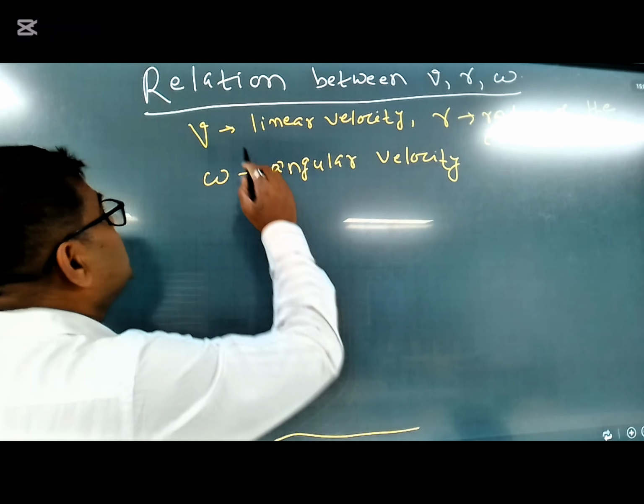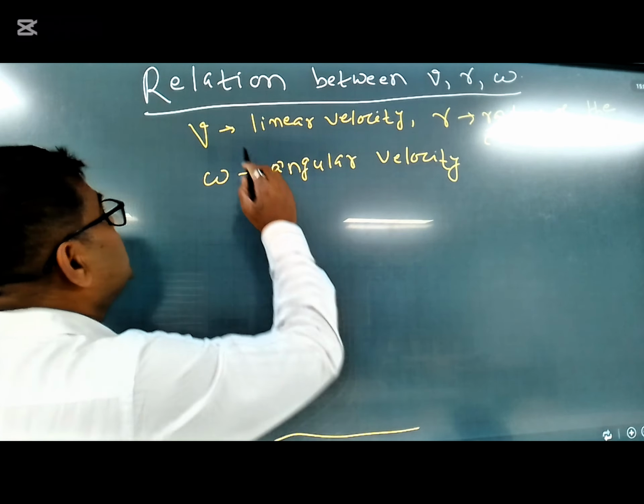Today I am going to discuss the relation between V, R and W in circular motion. Here V stands for the linear velocity, R stands for the radius of the circular path, and W stands for angular velocity. This has wide use in different problem solving areas throughout mechanics.